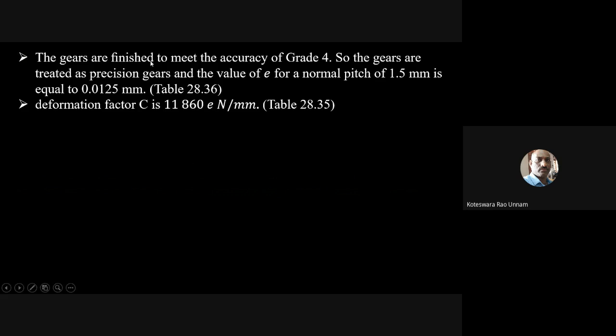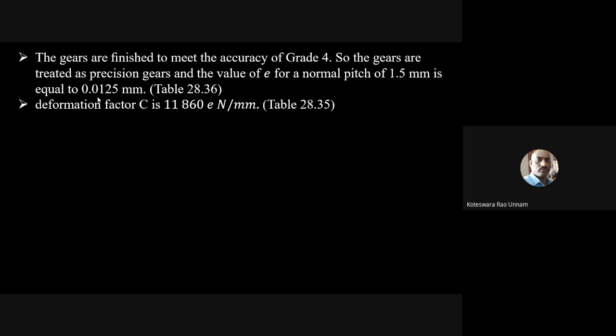here he has given that the gears are finished to meet the accuracy of grade 4. In the data book, grade 4 or grade 6 or grade 8 is not there, even though in the problem he has given it as grade 4. So here I have written a statement. We'll assume that the gears are treated as precision gears and the value of E for a normal pitch of 1.5 mm is equal to 0.0125 mm.